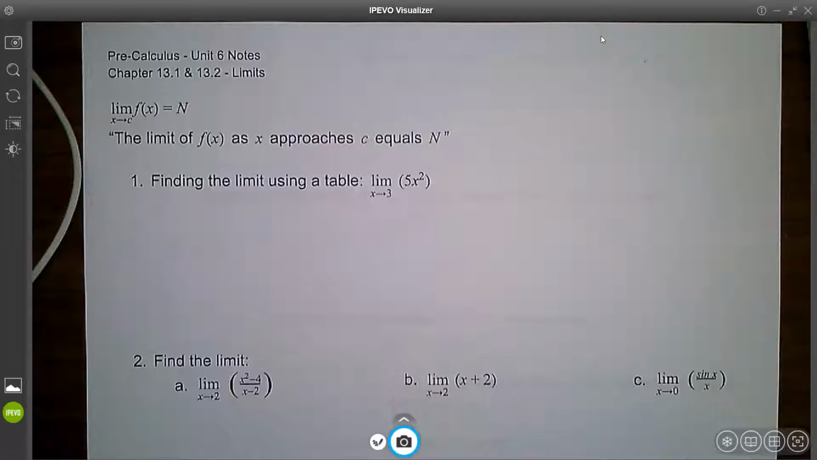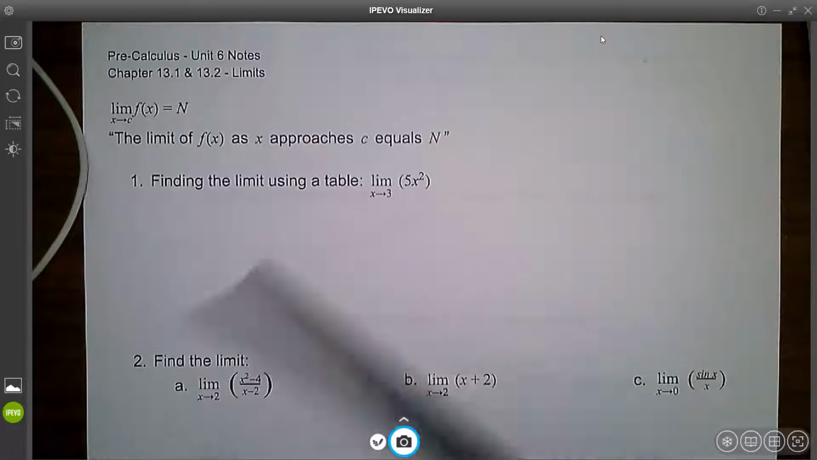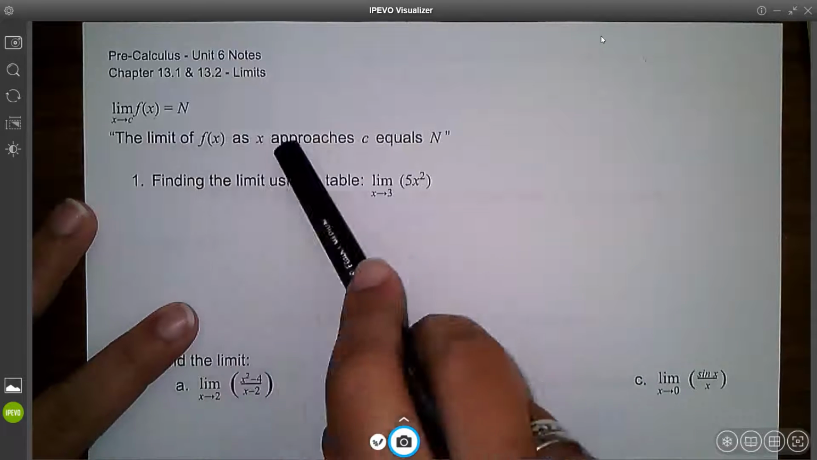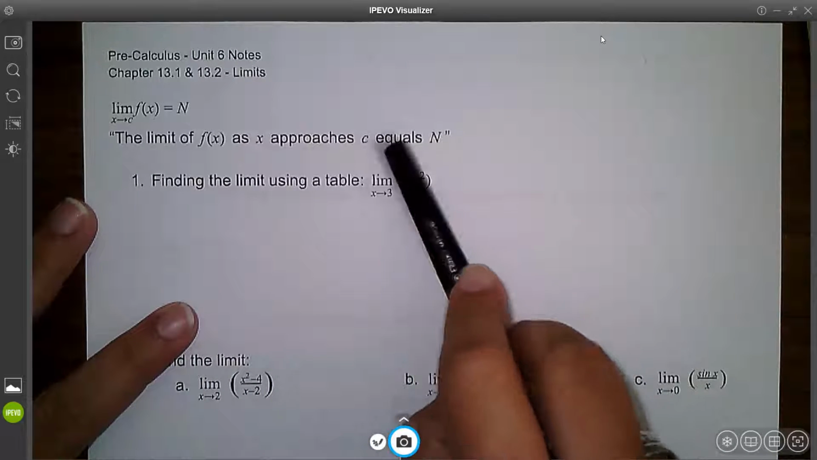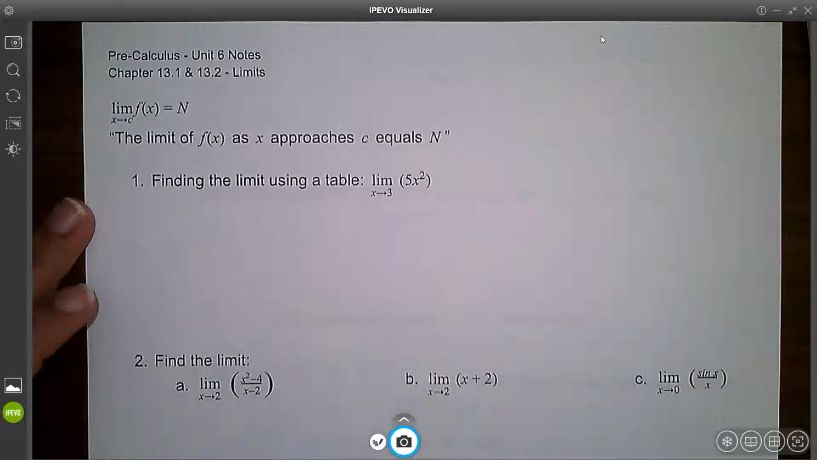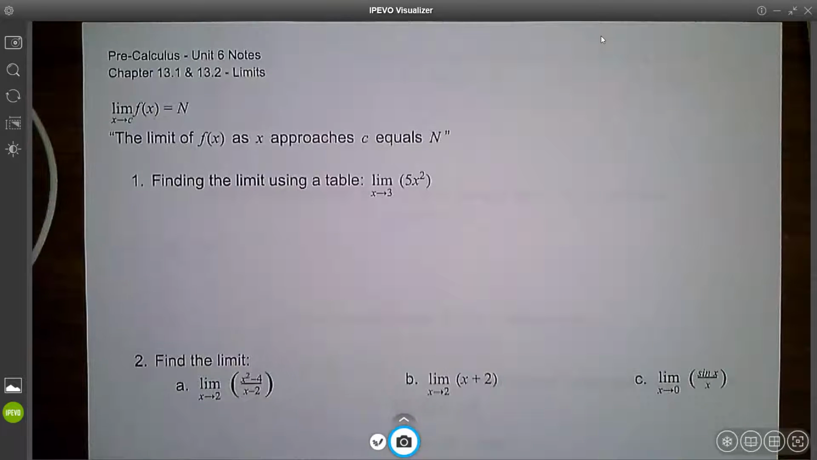Limits. This is read as the limit of f of x as x approaches c equals n. The limit of the function as x goes to a number equals n. Limits are typically used in Calc 1. This is just a teensy little introduction to limits. The limit is what the function is headed to as it goes to that.